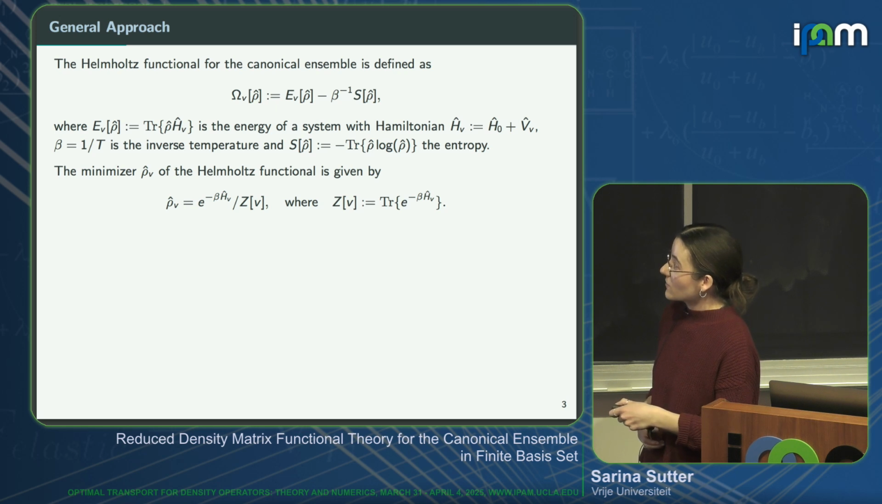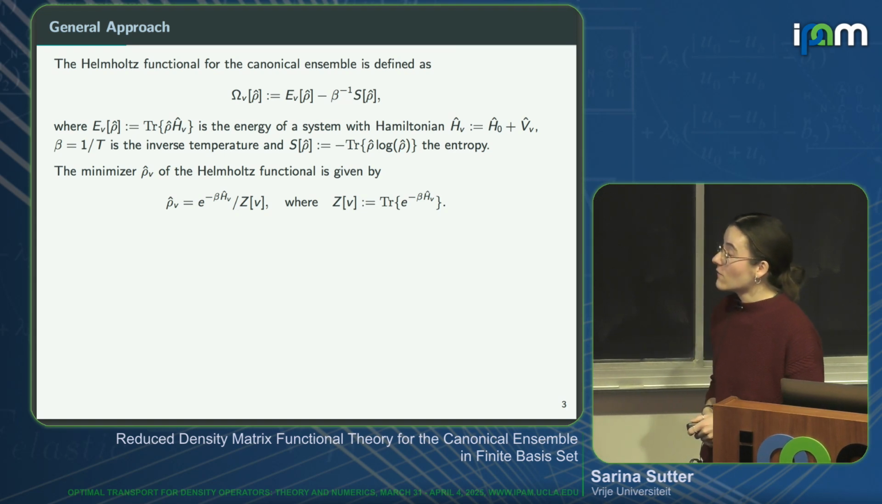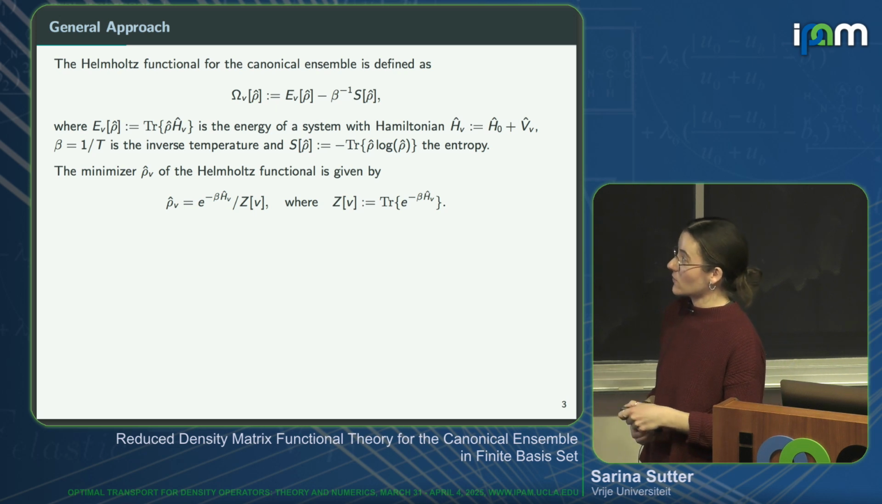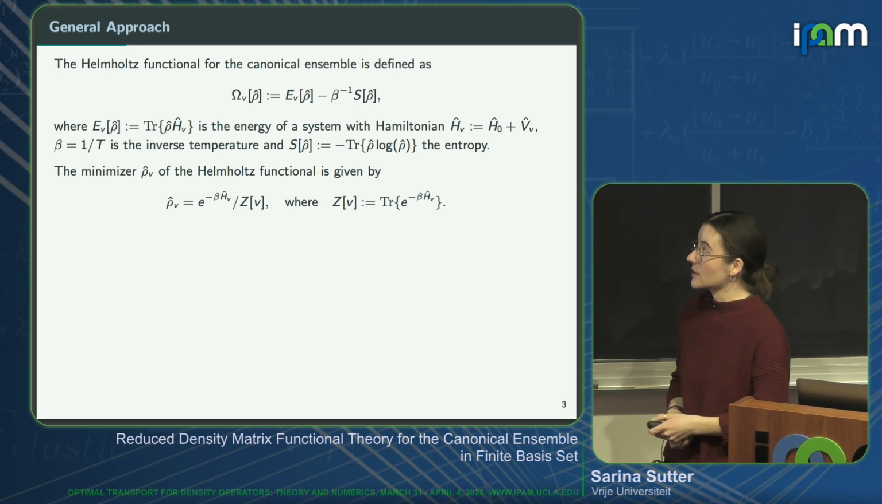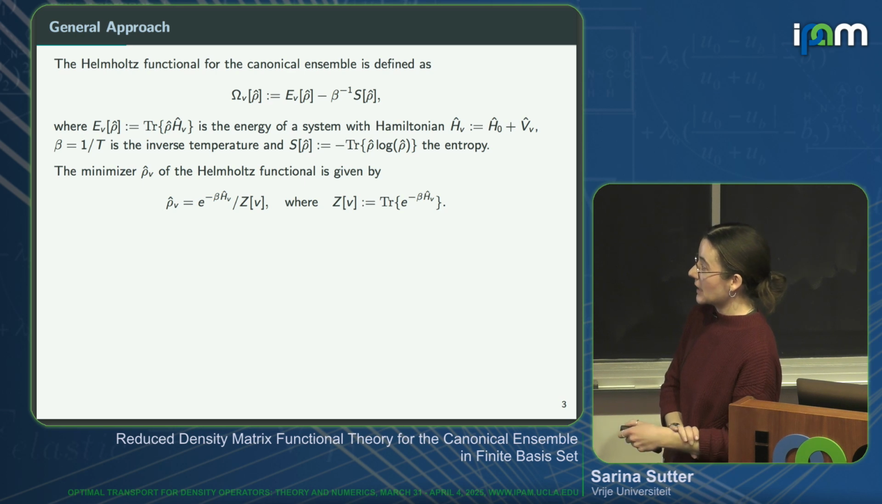The minimizer of this functional can be computed by making it stationary with respect to the trace-one condition, because of course the density matrix has a fixed trace. It turns out that our minimizer is of the following form: the exponential of minus beta times the Hamiltonian, where Z is the normalization constant.